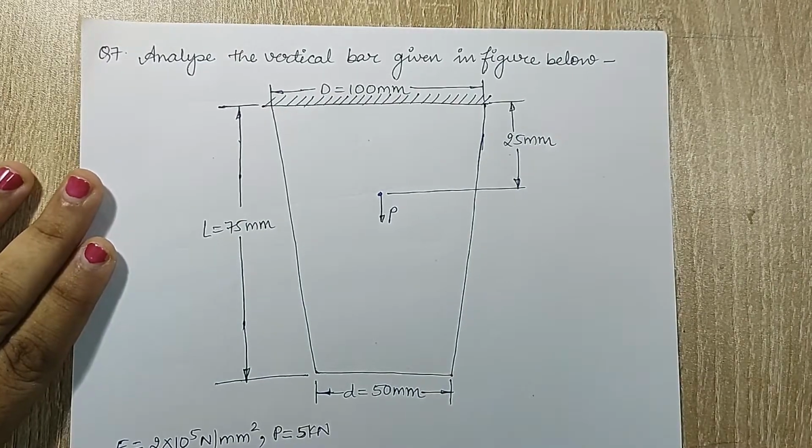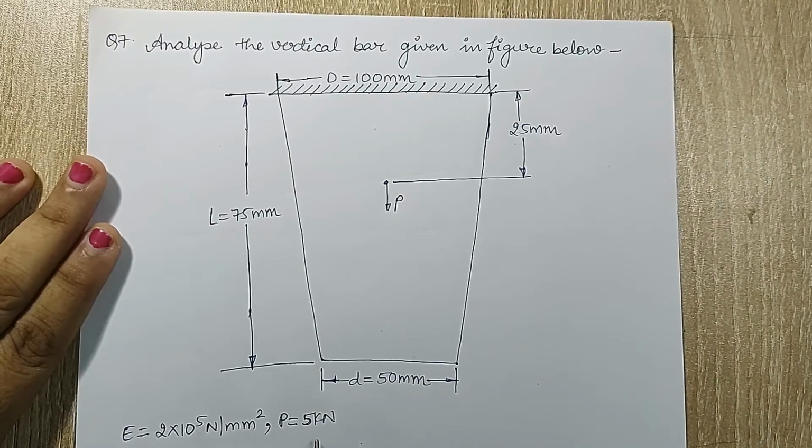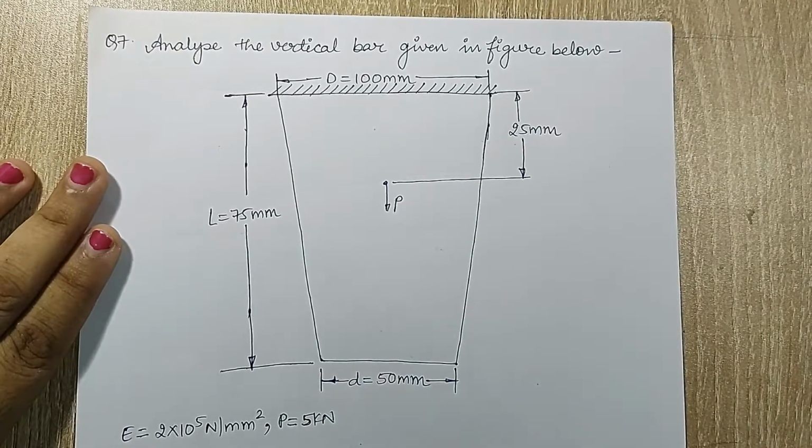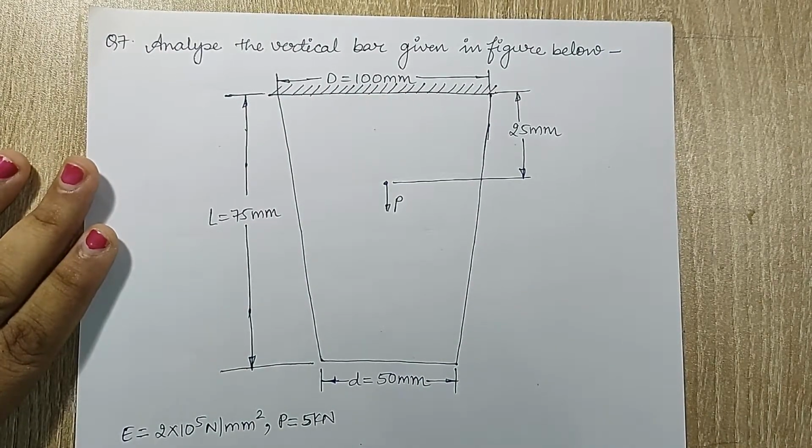The value of E is given as 2 into 10 raised to 5 Newton per mm square and the value of this load P is given as 5 kilonewton. The diameters at these two ends are also given. First I will start with converting this tapered bar into a step bar.